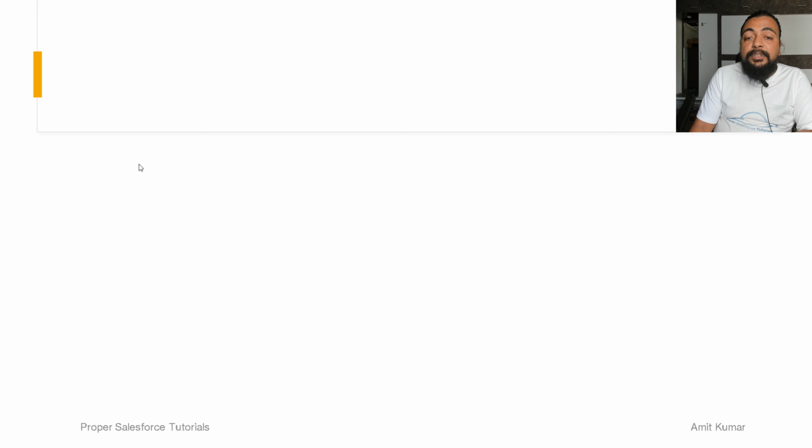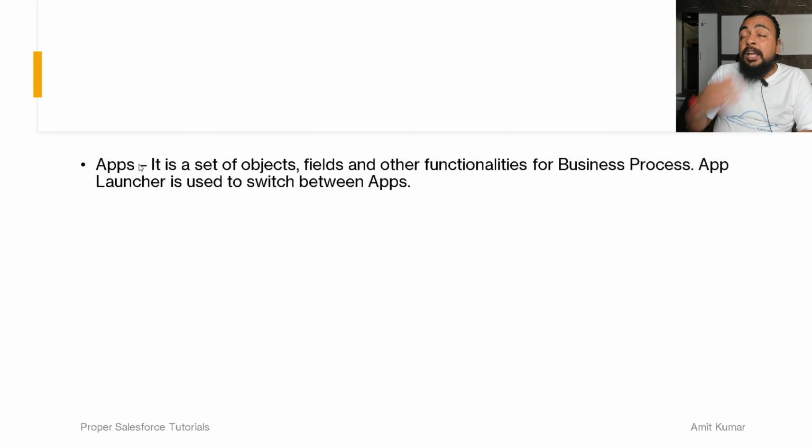Now let's talk about Salesforce terminologies. Now in Salesforce we call them apps. So what are apps? An app is a set of objects, fields and other functionalities for a business purpose. The app launcher is used to switch between apps. So Salesforce introduces apps as a concept, and in Salesforce you can move from one app to another by using the app launcher. Soon I am going to take you to the Salesforce environment itself, the Salesforce UI itself, where I will show you the app launcher.